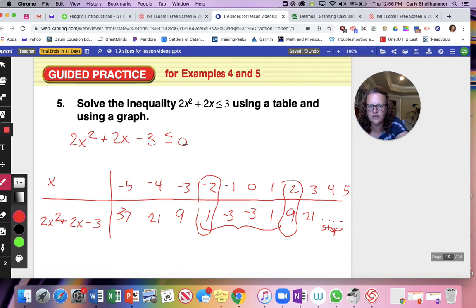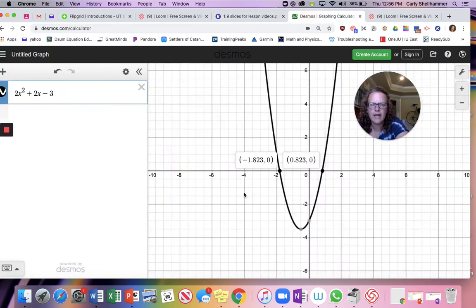So if I type in negative 2, my answer is 1. Is 1 less than or equal to 0? No. And then I type in a 2. The answer is 9. Is 9 less than or equal to 0? No. So if I go back here, I actually want to shade in between, because this was a false and that was a false. So if I shade in between, those will both be trues, and that's where my answer is going to be.